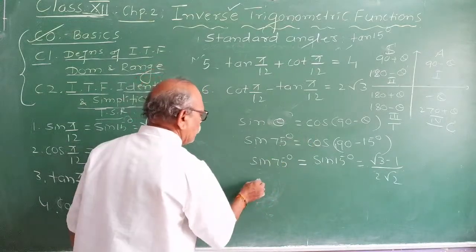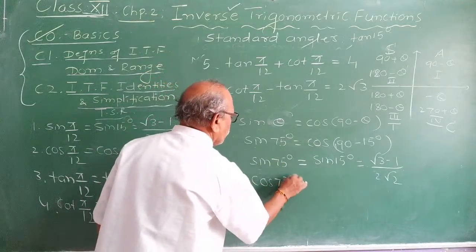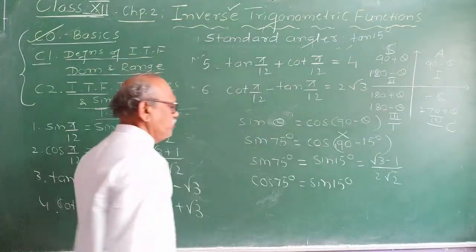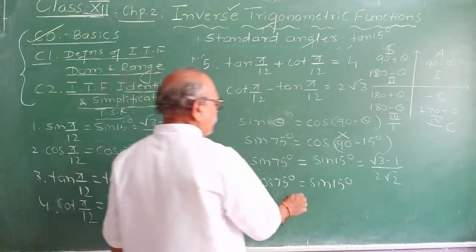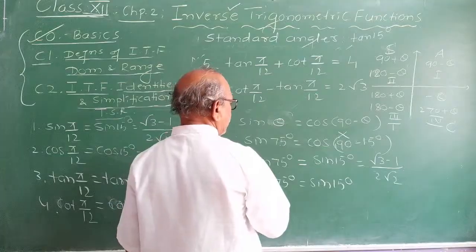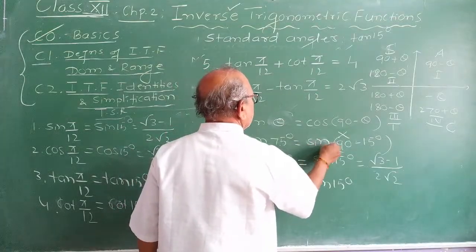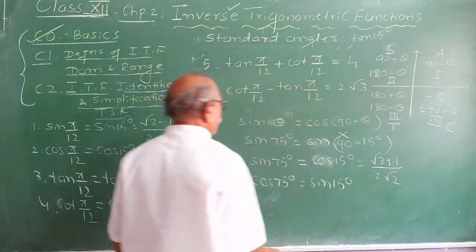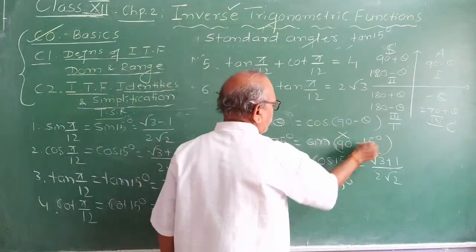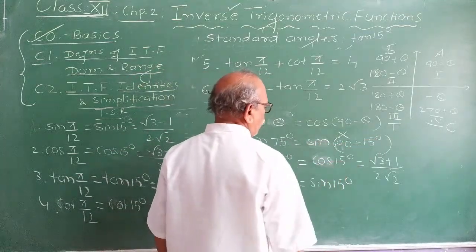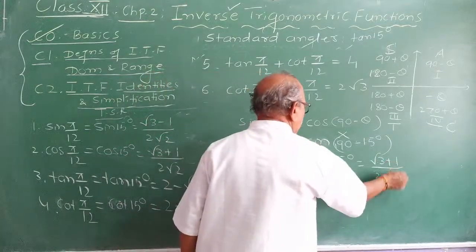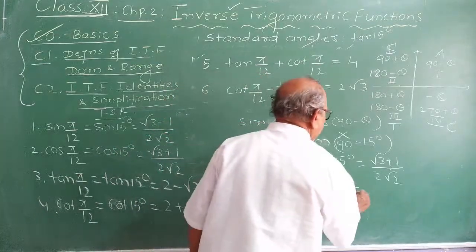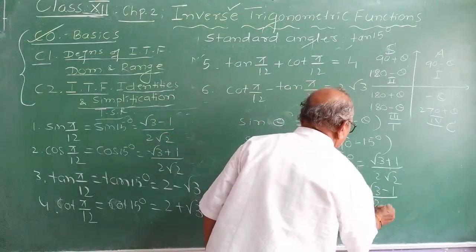Similarly, you can directly write cos 75 degree becomes equal to sine 15 degree. Need not, you can skip this step. Sine 75 degree, sine 90 minus 15 degree will be cos 15 degree. Make a correction: this 75 can be written as 90 minus 15. Sine 90 minus theta becomes cos theta. Therefore, cos 15 degree will be root 3 plus 1 upon 2 root 2. Similarly, cos 75 degree becomes what? Sine 15 degree. You get root 3 minus 1 upon 2 root 2.